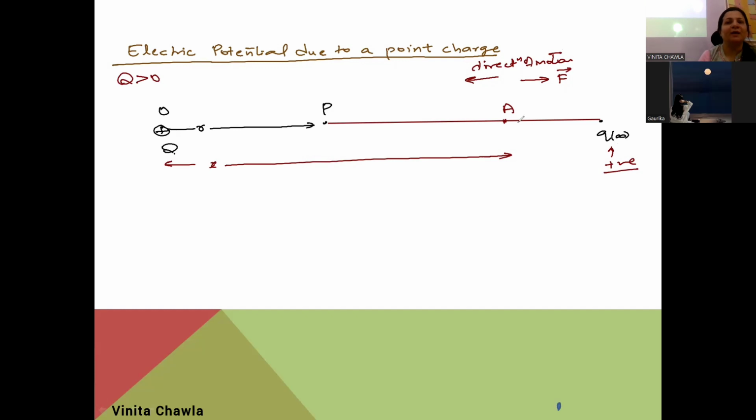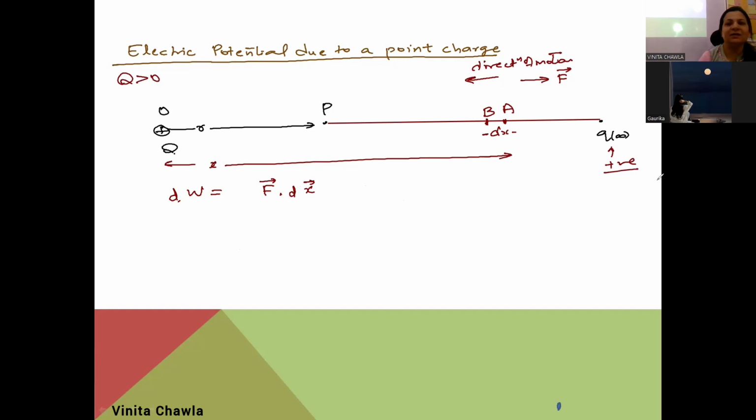So at a particular point of time, charge reaches point A, and this point A is at a distance x from the source charge. And after some time, it covers a small displacement dx and reaches point B. Okay, so a small amount of work will be done. Yes. So this small amount of work done is equal to this. Okay, clear?